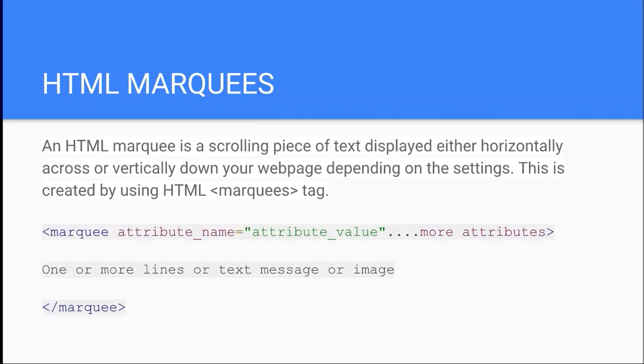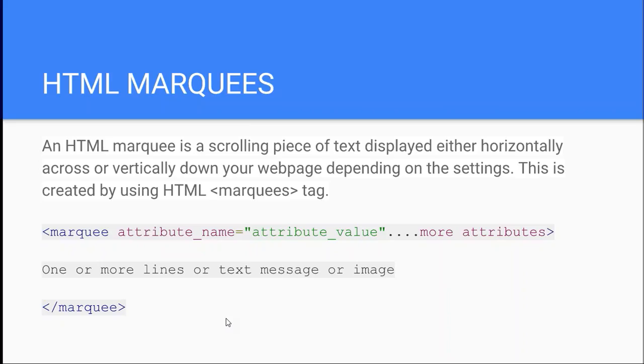So this is a typical syntax for the HTML marquee. Here we are opening a marquee and we are giving an attribute name and attribute value, and more attributes, then one or more lines of text, whatever it may be, and we are closing the marquee. So how is it going to work?